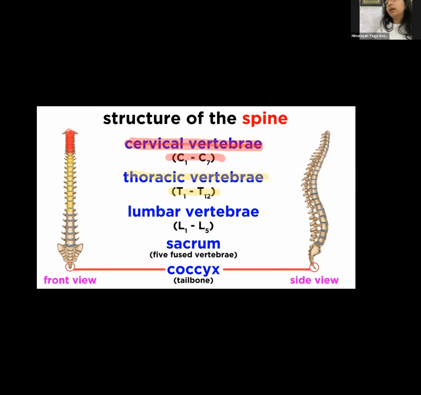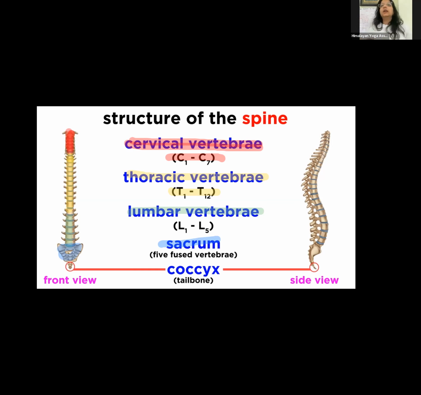Then we have lumbar vertebrae L1 to L5. These here, L1 to L5. Then we have sacrum, this sacrum, and the last we have coccyx.